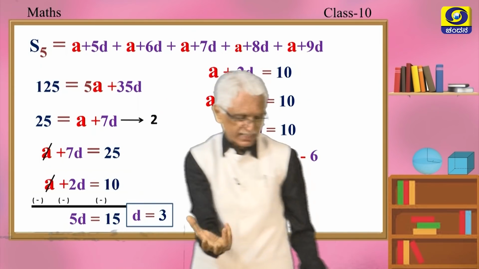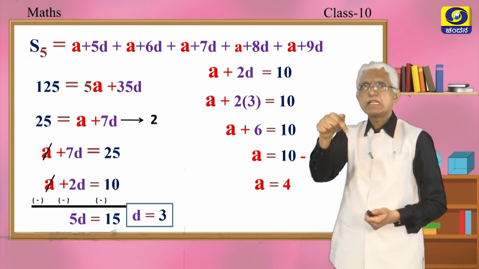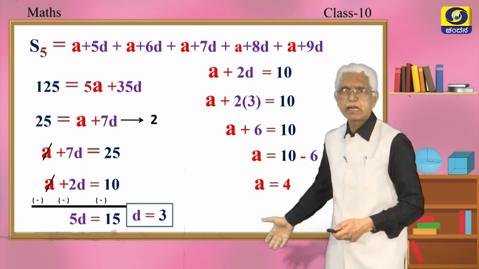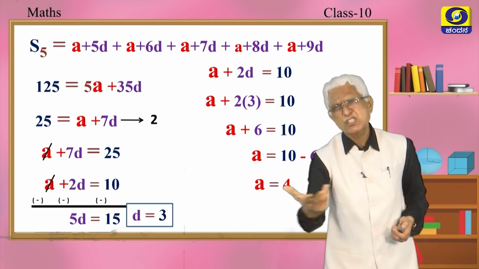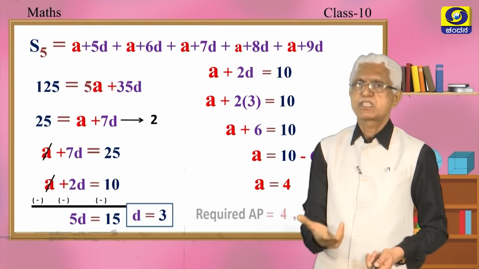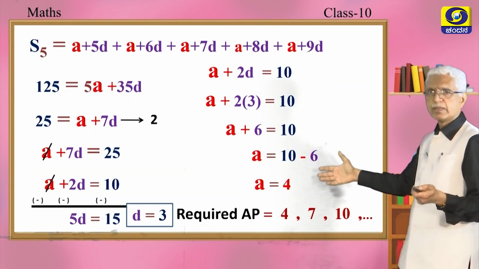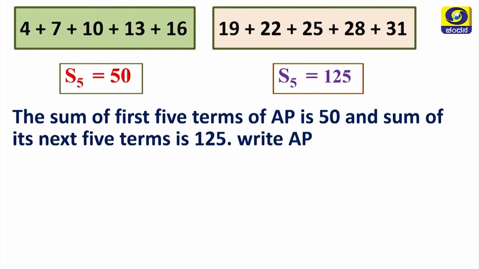They wanted you to bring out the AP from that, and using the knowledge of the AP and various formulas you have learned, you calculated d to be 3 and a to be 4. The question of writing the AP is first term plus difference, plus difference, plus difference. First term is a, 4, second term 4 plus common difference 3, 7, plus common difference 3, 10. So you got your AP, correct. This is a beautiful problem and a very, very important problem, my dear children.